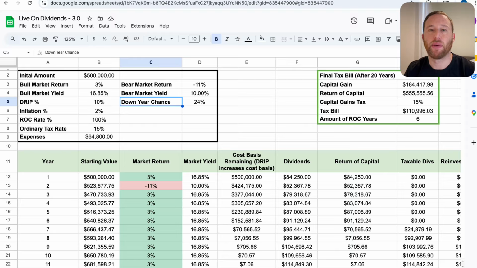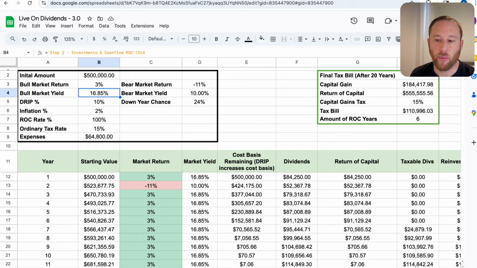And if we look at the S&P 500, on average, it's down about 20 to 25% of the time, right? So 75% of the time, maybe even more, it's generally up during the year. And then about 25% of the time, it is down. So we're using that 24% down chance in this simulation. But you can see here that we have it set up where during a bull market, this portfolio will appreciate by 3%, and the bull market yield will be 17%.